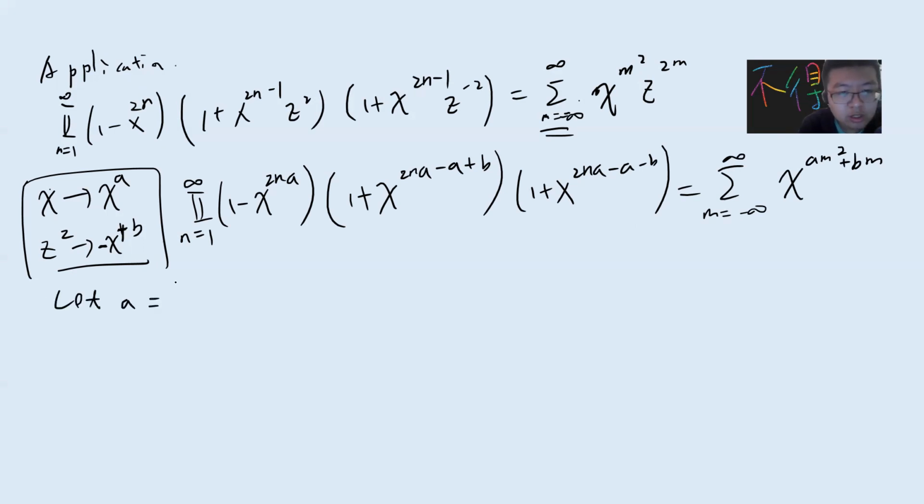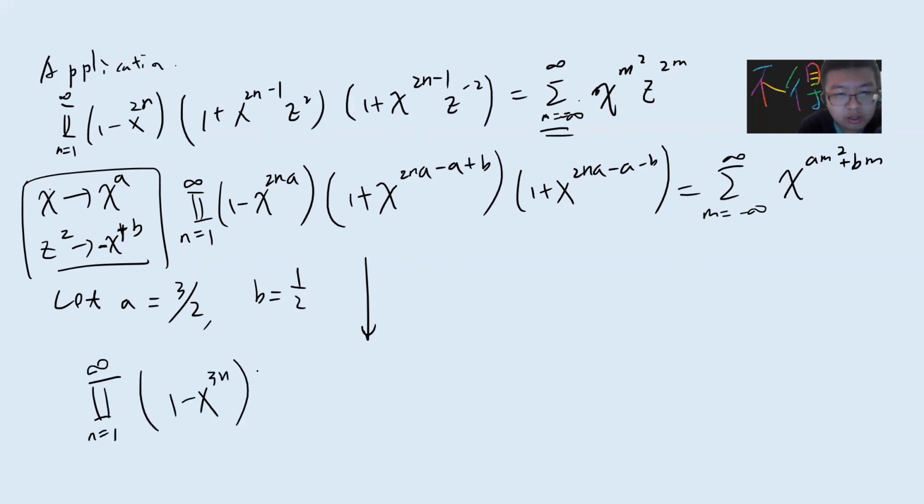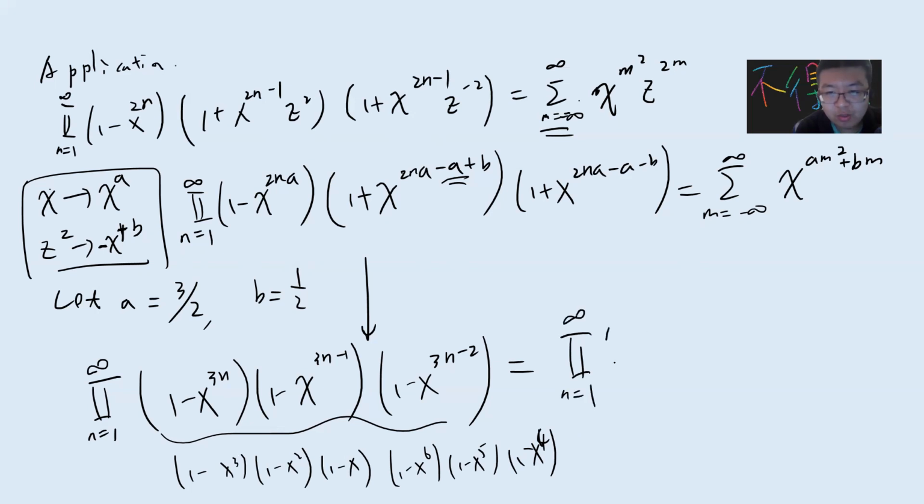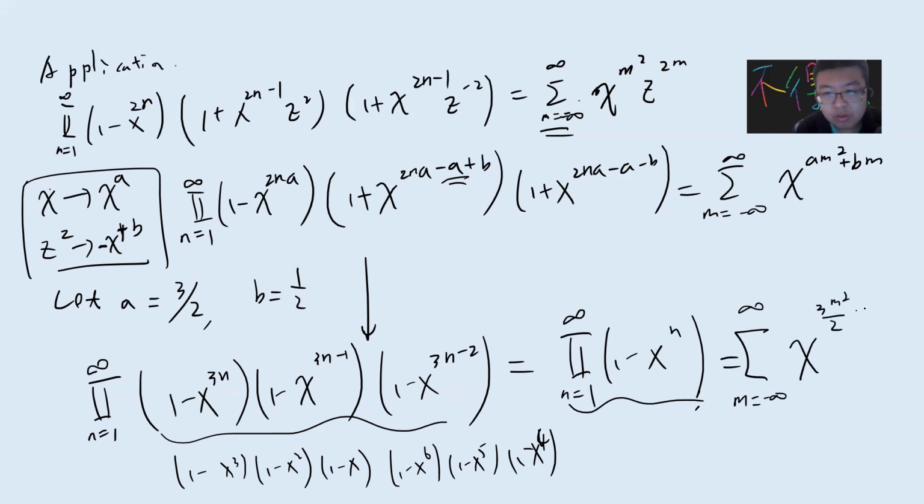So let's let a be 3 divided by 2, sorry, not 2/3. Then I will get the product over n from 1 to infinity of (1 - x^(3n))(1 - x^(3n-1))(1 - x^(3n-2)). You might ask what this is. If you plug in n equals 1, you get (1 - x^3)(1 - x^2)(1 - x), and n equals 2 gives (1 - x^6)(1 - x^5)(1 - x^4). So you can easily see that this is just the product over n from 1 to infinity of (1 - x^n), which equals the summation over m from negative infinity to infinity of x^(3m^2/2 + m/2).